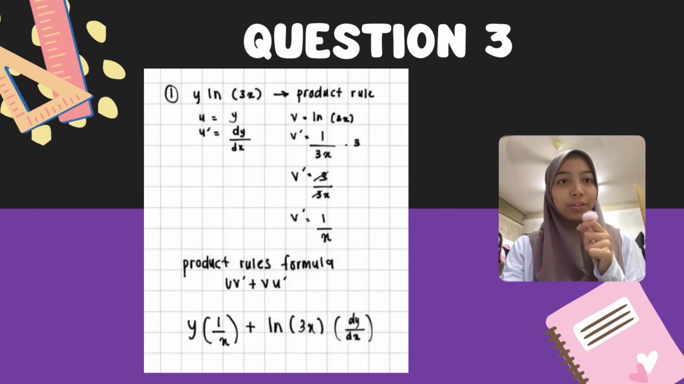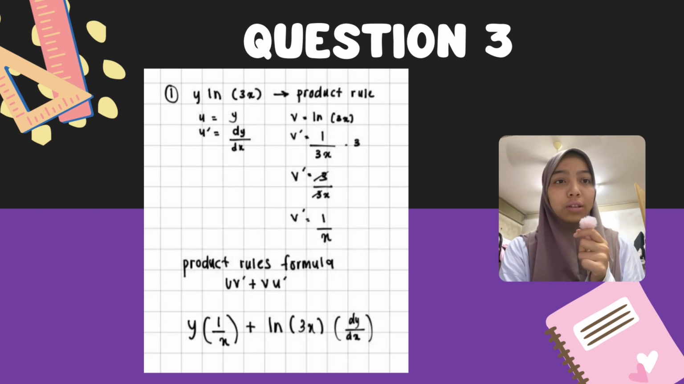First, for y ln 3x, we will use the product rule because the terms are multiplied. We will let u equal y and v equal ln 3x. Then, we will differentiate u, so we will get dy over dx. When we differentiate y, we must put dy over dx. After that, we will differentiate v. So, we will get 1 over x after we factorize it.